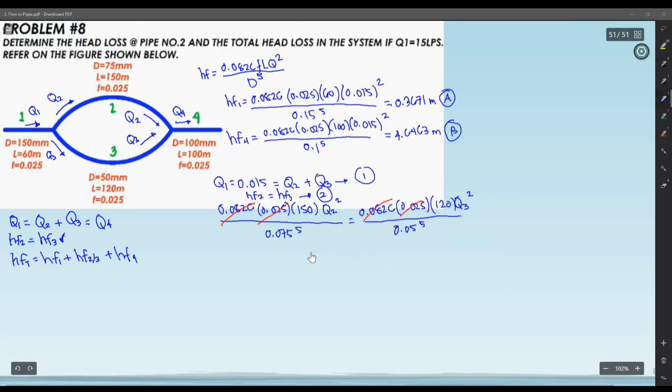Okay, so, ang gawin natin, pindutin natin sa calculator. So, i-squared ko muna to. And then, mamaya natin i-cancel yung squared niya. Okay? So, etong 120, multiply mo lang nito, 0.075. And then, divided by 0.05 raised to 5, divided by 150. So, gagawa tayo ng answer in terms of Q sub 3. So, 120 times 0.075 raised to 5 divided by 0.05 raised to 5 and then divided by 150. Yan cross multiply ko lang.